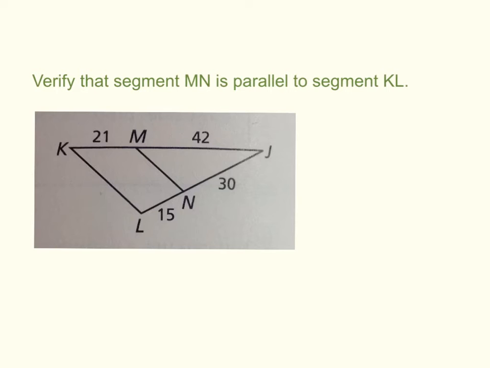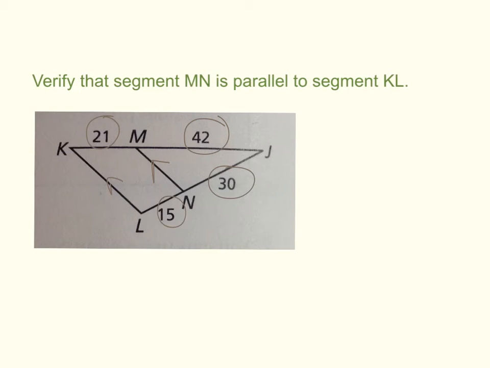The theorem says that if a line divides the two sides of a triangle proportionally, then it is parallel to the third side. So basically, if we can prove that the two sides are proportional, we can prove that that line is parallel to another one. So let's look at this example. It wants us to verify that MN is parallel to KL. Now we're going to do that by showing that our proportions of our sides are equal.